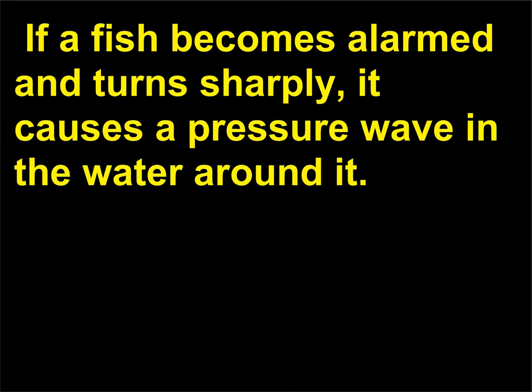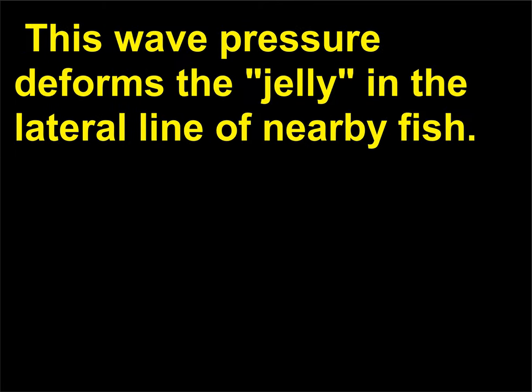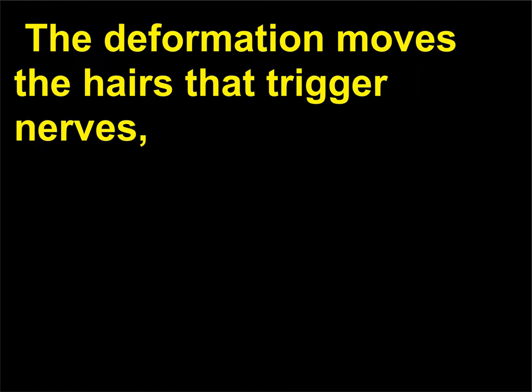If a fish becomes alarmed and turns sharply, it causes a pressure wave in the water around it. This wave pressure deforms the jelly in the lateral line of nearby fish. The deformation moves the hairs that trigger nerves, and a signal is sent to the brain telling the fish to turn.